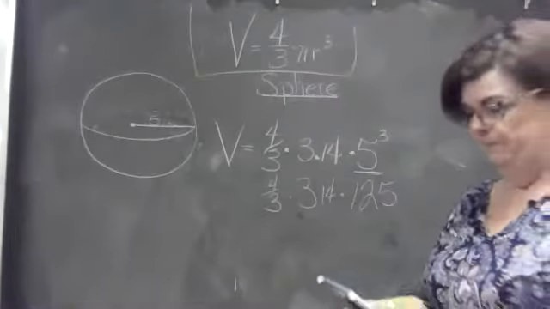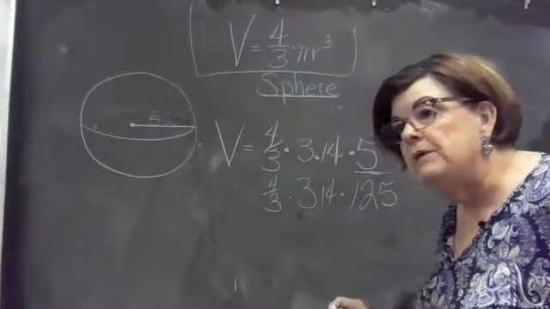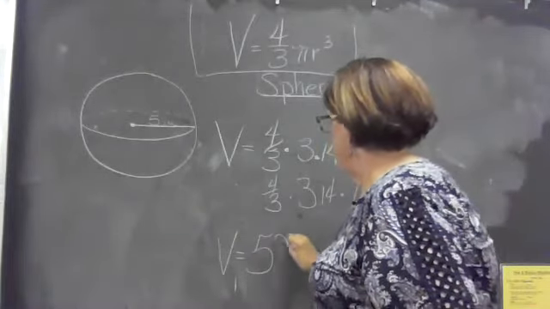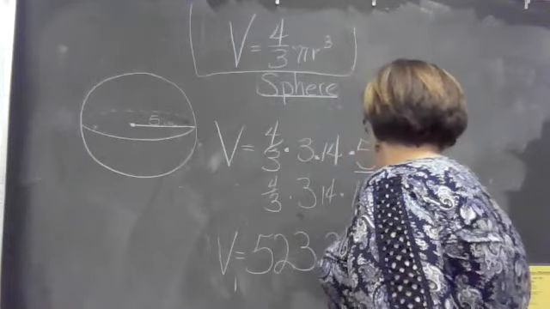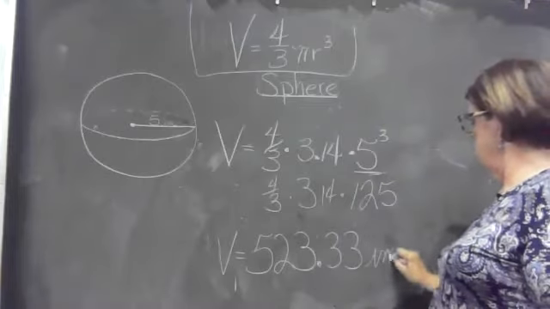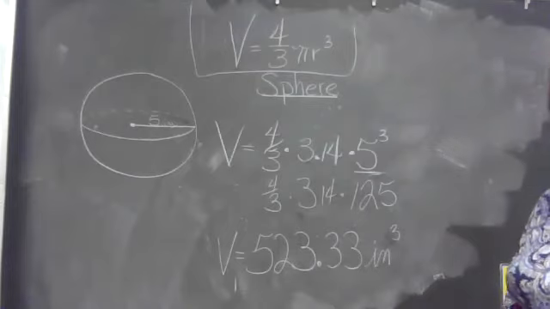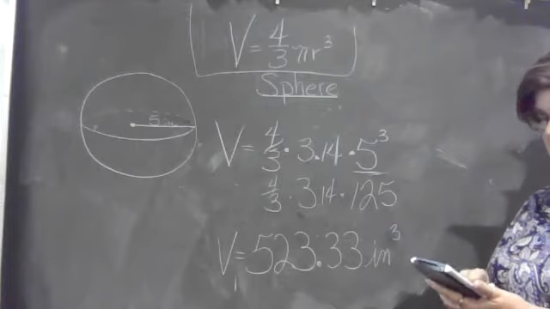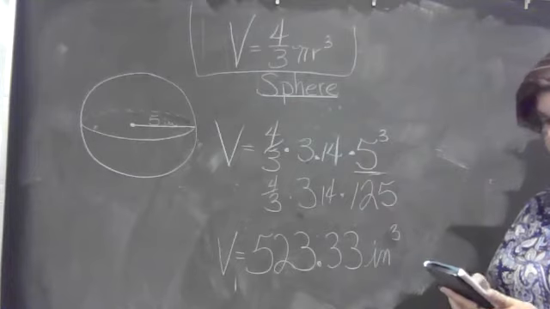Did you already do it? What did you get? 523.33. 523? Yeah. So he got 523.33. How close is that to the back? You're on number 9, right? Oh, no, I made it up. Oh, sorry. Yeah. Let me do this one. I apologize. I'm just going to check the answer to make sure.